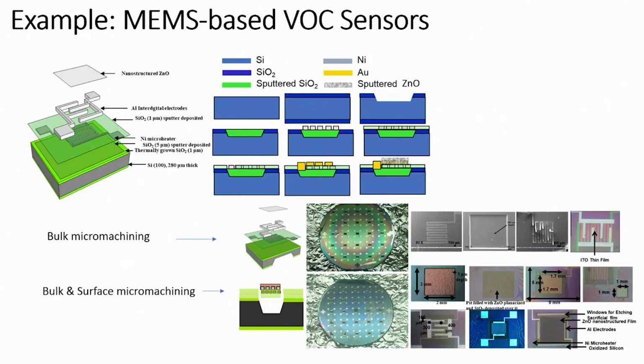So, coming back to this slide, you see here we will be talking about a VOC sensor fabricated using bulk micromachining, and this is the actual photograph of fabricated sensors using bulk micromachining, and in this wafer you can see an array of sensors, many sensors fabricated on a single wafer as an oxidized silicon substrate.